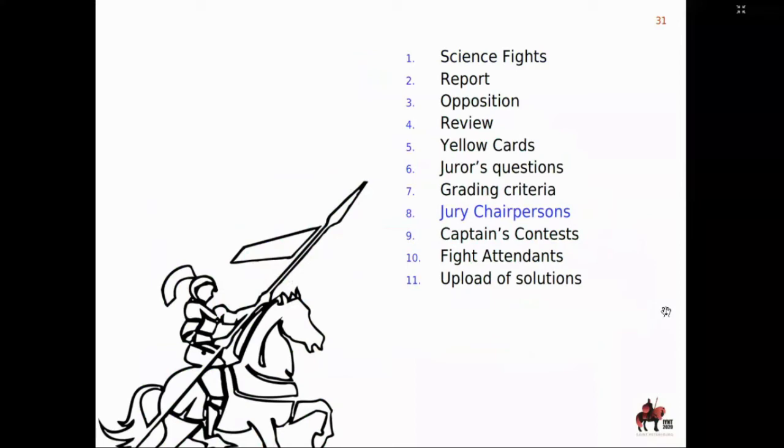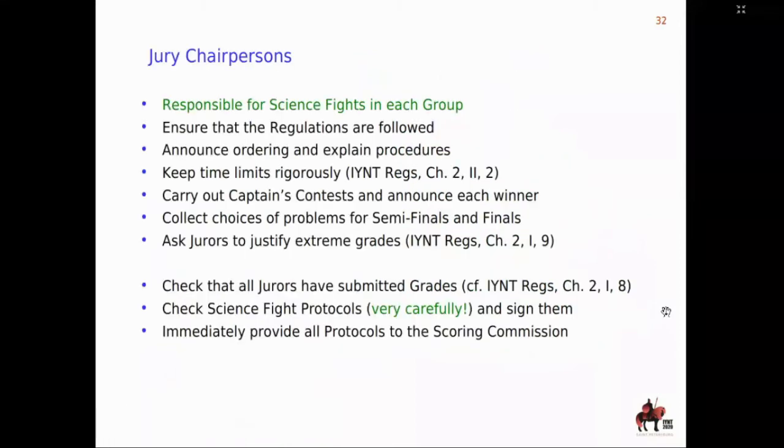Chairs are very responsible in any IYNT, and this IYNT is no exception. So first, the chairs are responsible for the science fights in each group. They are responsible for everything. They ensure that the regulations are respected. They announce the ordering and they explain procedures. They keep time limits rigorously. They carry out the captain's contest and they announce each winner.